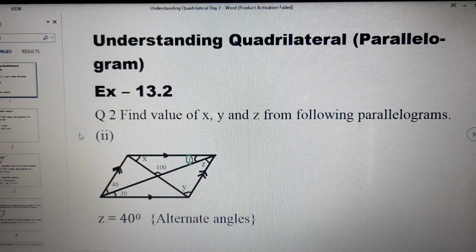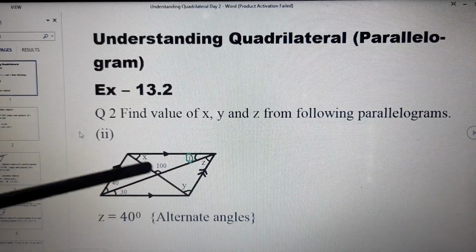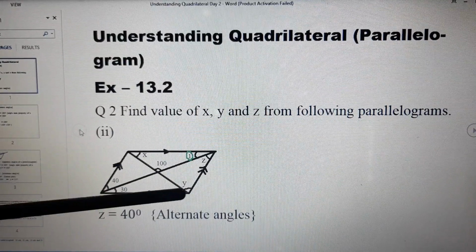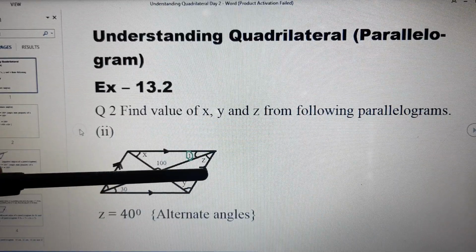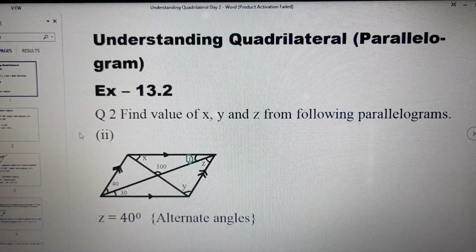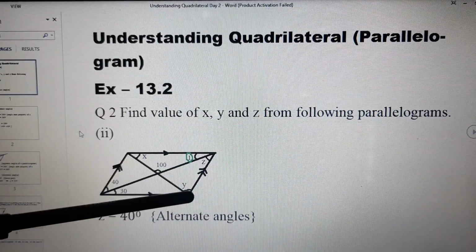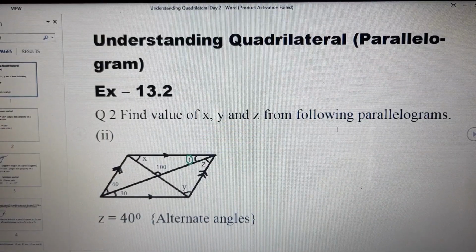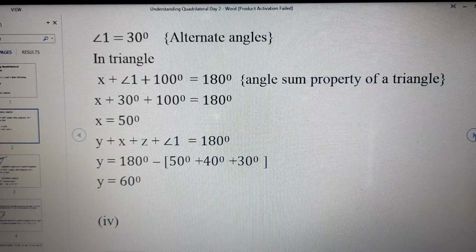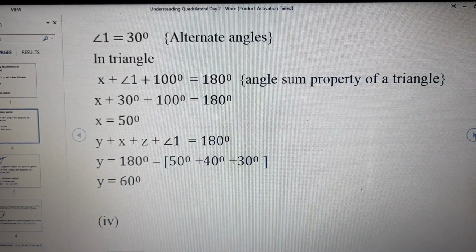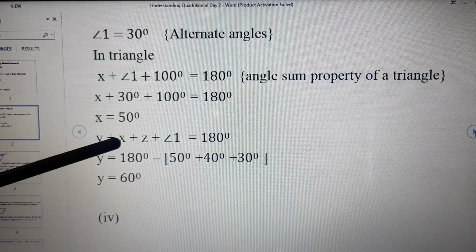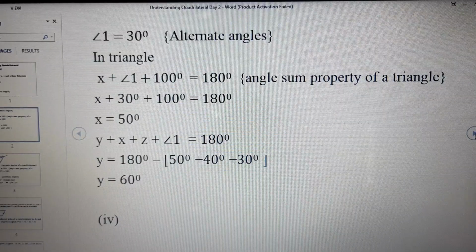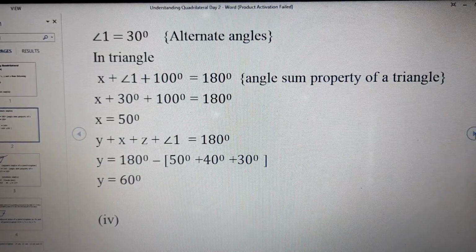Now coming to y, I am going to take this triangle. In this triangle, one angle is x, the other angle is y, and the third angle is what? Angle 1 plus z collectively. Okay, so x plus y plus 1 plus z will be equal to 180 degree, because it is the angle sum property, or we can say the sum of all three interior angles of a triangle is 180 degree. We'll substitute all the values. X was 50, z was 40, and angle 1 was 30 degree, and we'll calculate the value of y. It becomes 60 degree.